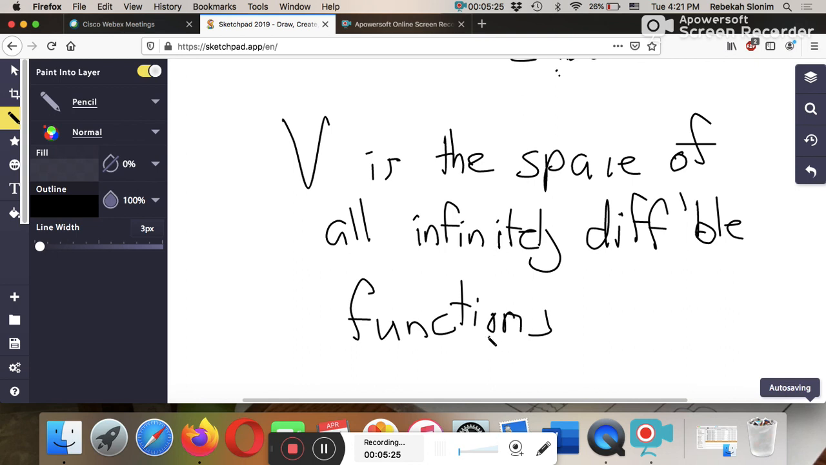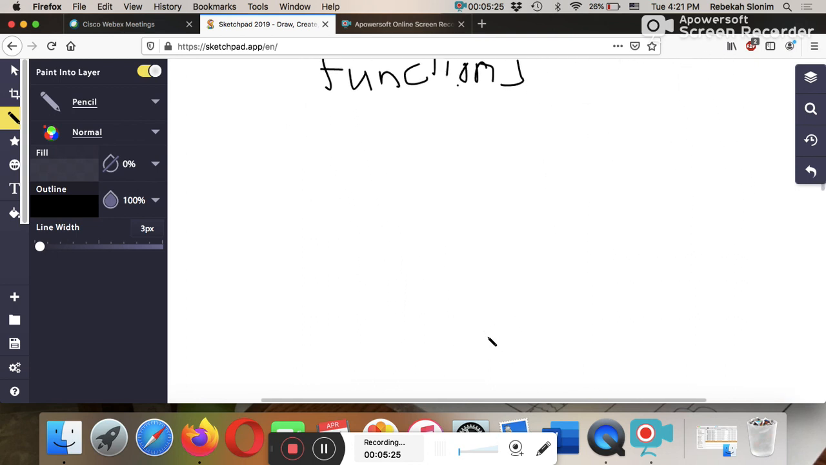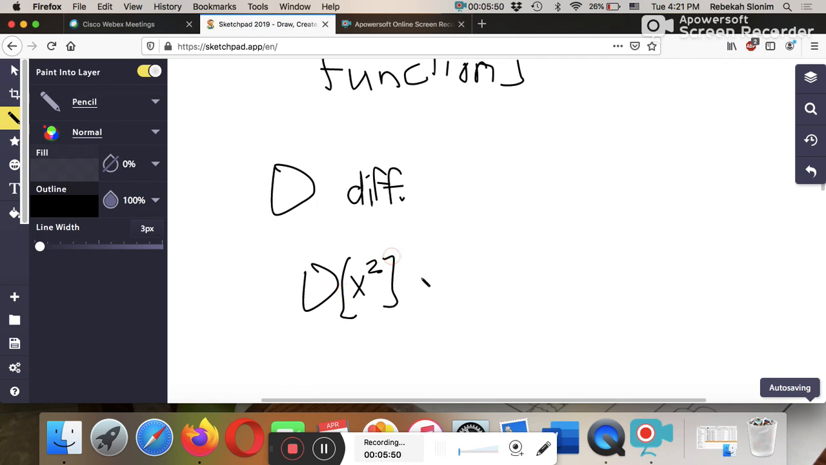especially when our software to record the screen messes with our Wacom tablet. Okay, so for example, our first example was differentiation, which we're going to call D. D is differentiation. Put a little period there. Okay, so D of x squared, and we can write it this way, maybe. D of x squared is 2x.